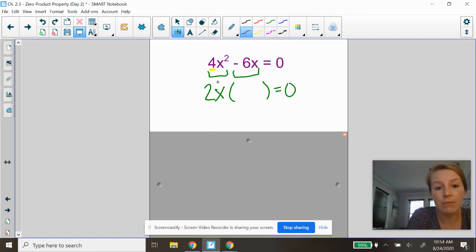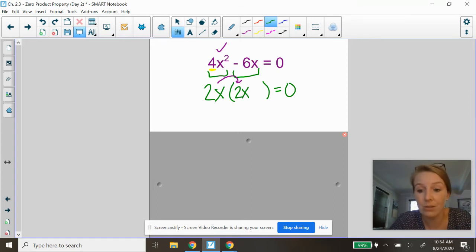So now when I distribute, I'm thinking, 2x times what gets me to 4x squared? Well, 2 times 2 gets me to 4, and x times x will get me to x squared. So 2x inside. Then I'm going to think about what I need to multiply by to get back to my negative 6. X, sorry. So that's going to be a negative 3.